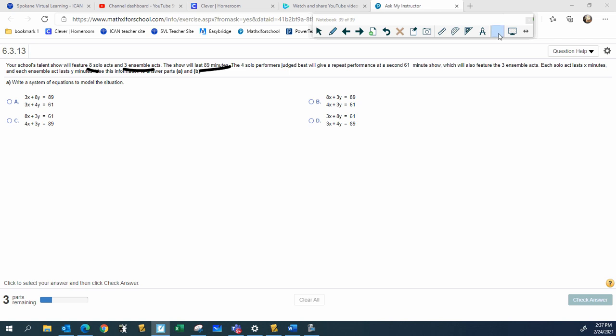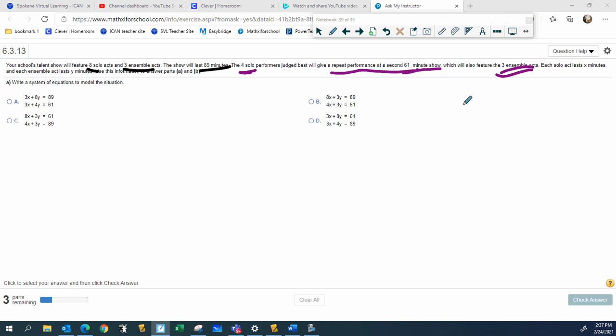The second one, let's change color here, is 4 solo performers. We judged, and they will repeat the performance in a 61-minute show. So 4 solos, judged, which will feature 3 ensembles. So I'm looking at 4 solos, 3 ensembles, 61 minutes for the second one.